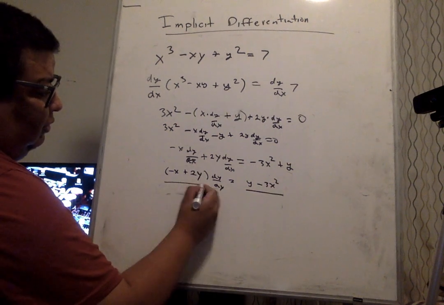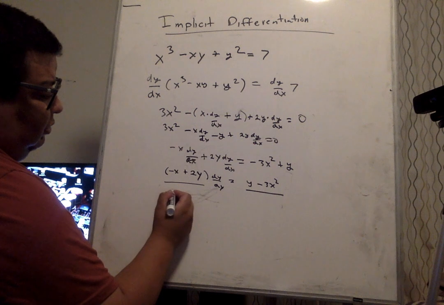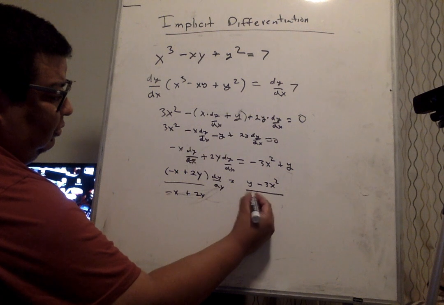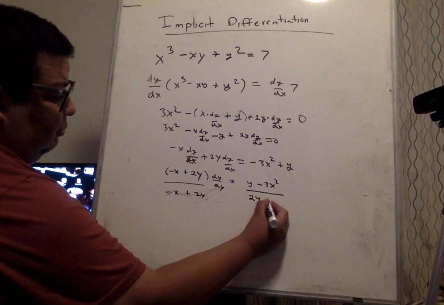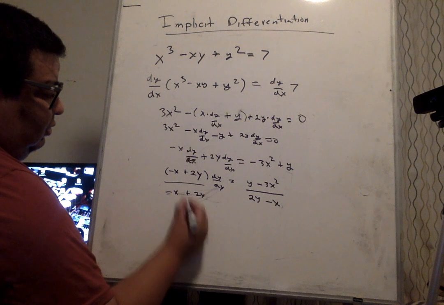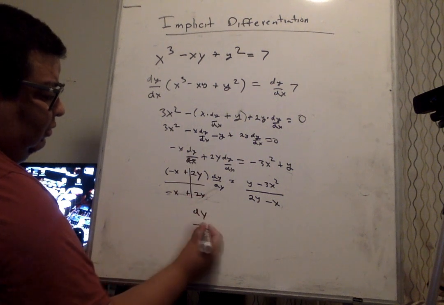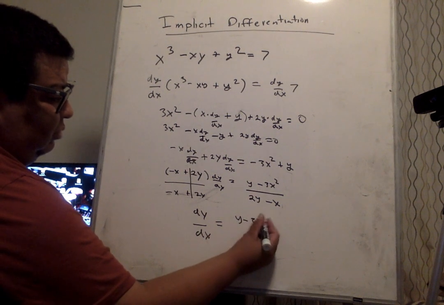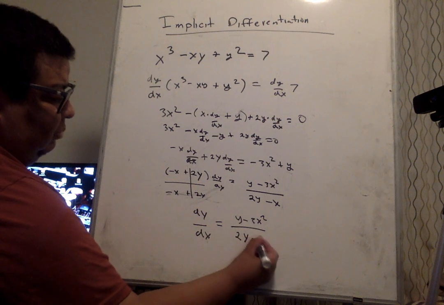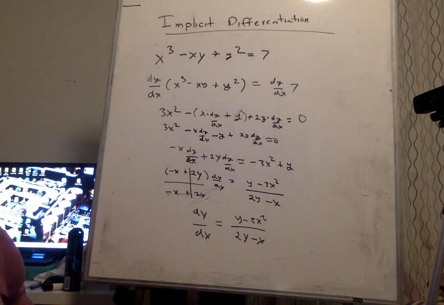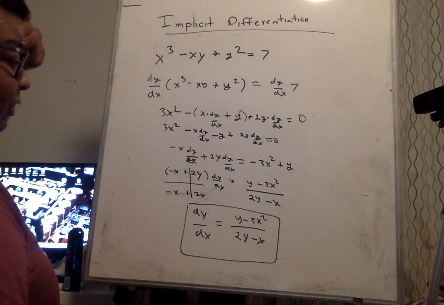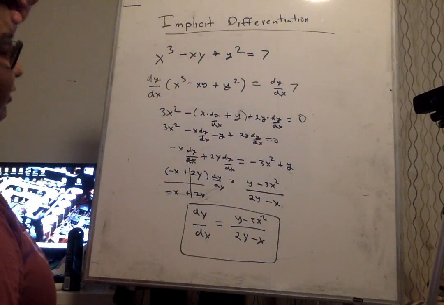Now we're gonna divide by this here, minus x plus 2y, and let's put the positive first, 2y minus x, and then this cancels, so we're left with dy/dx equals y minus 3x squared all over 2y minus x. And this is the final slope that we needed to find for this function.